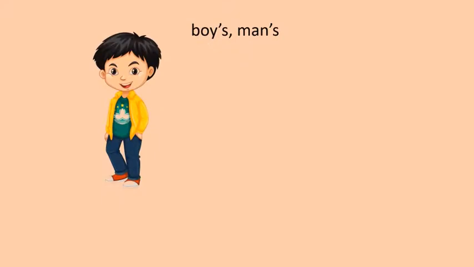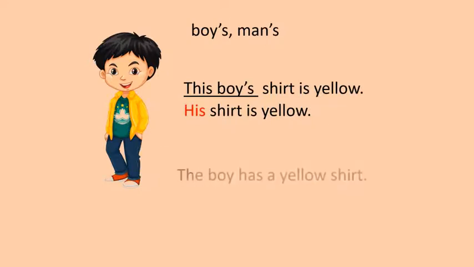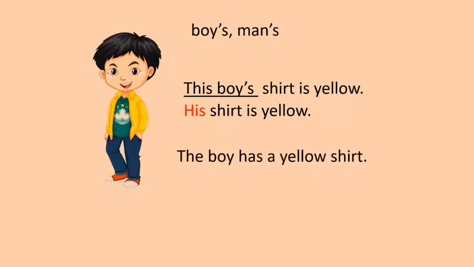Now when we are talking about a boy or a man, I told you, you have to use a different pronoun. This boy's shirt is yellow. Now we are talking about the boy's shirt, boy's with an apostrophe, the pronoun his has to be used. His shirt is yellow. But if I use the word boy alone without an apostrophe, then you have to use the pronoun he. He has a yellow shirt.